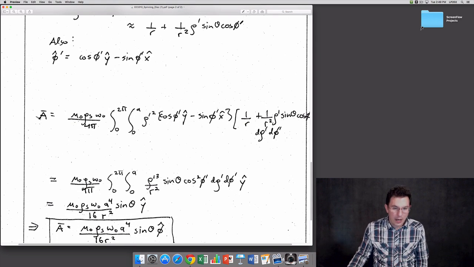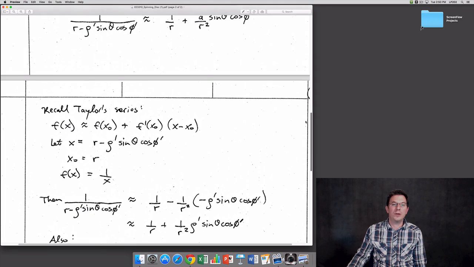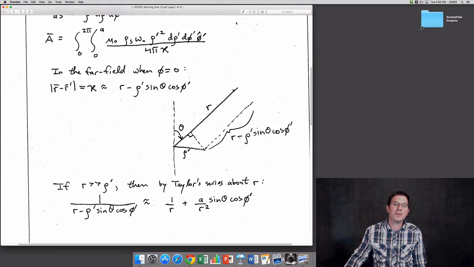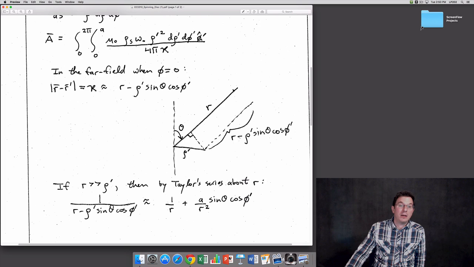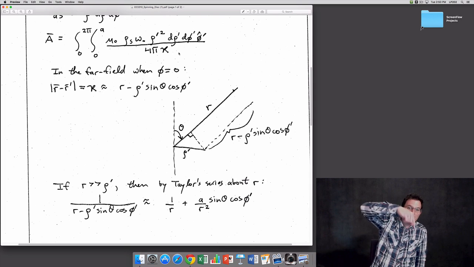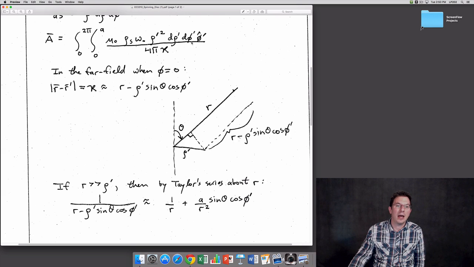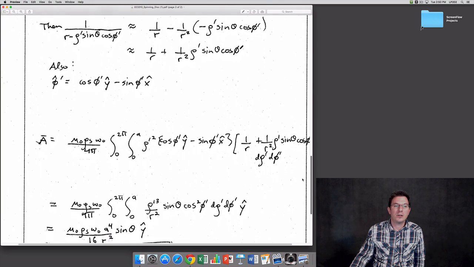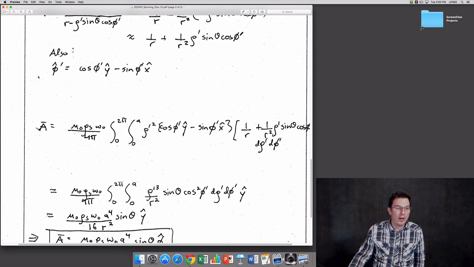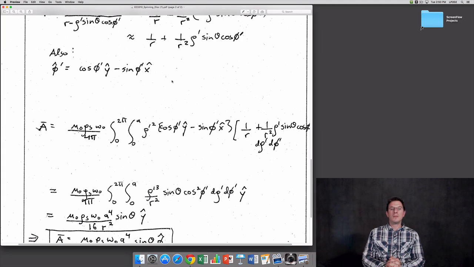The other complication in dealing with this integral right here is that this phi hat prime vector varies as you move around the disk in phi. This is actually varying as you are calculating the integral. That makes it tricky. So one of the things that we do is we rewrite phi hat prime as cosine of phi prime y hat minus sine of phi prime x hat. This is just an identity that comes from cylindrical coordinates, essentially.